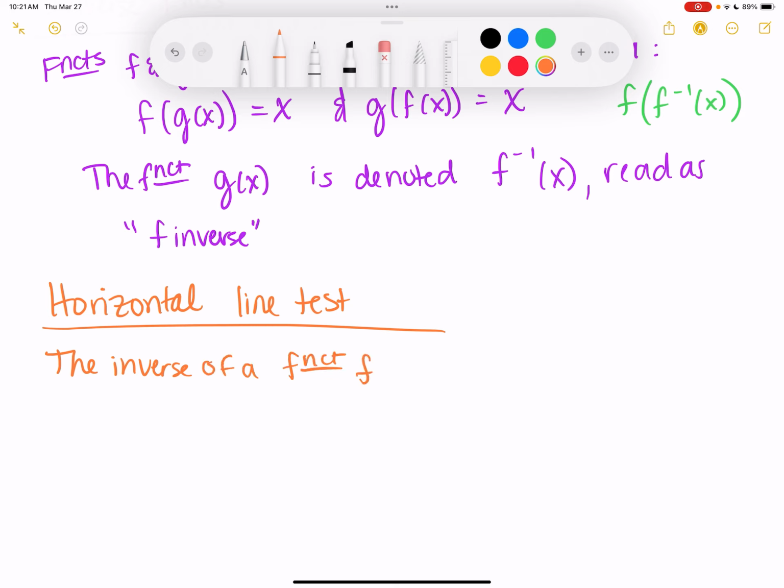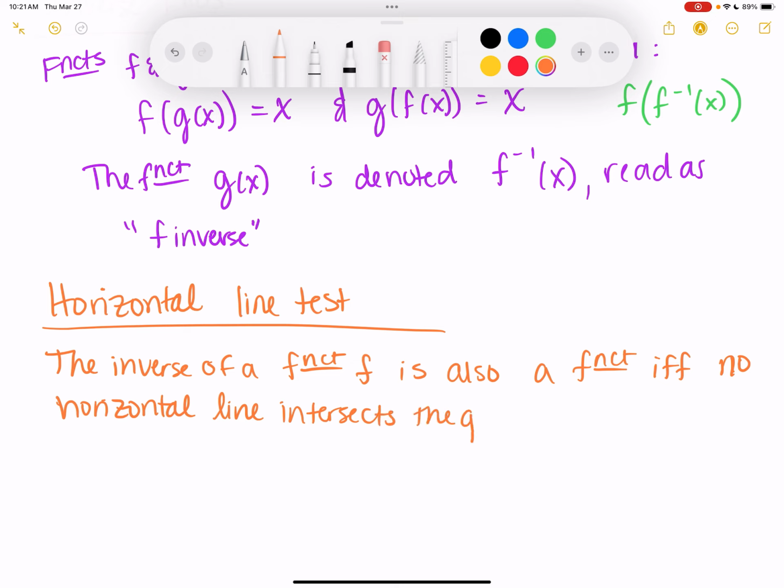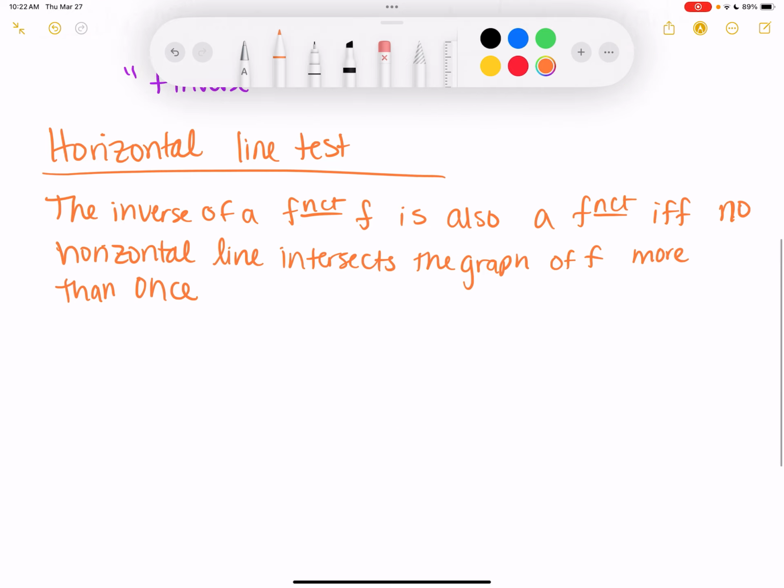The inverse of a function f is also a function if and only if no horizontal line intersects the graph of f more than once. So an example of this, I'm going to do two.